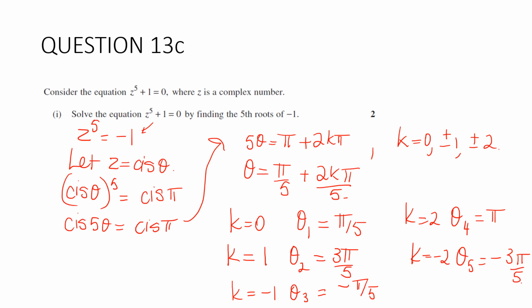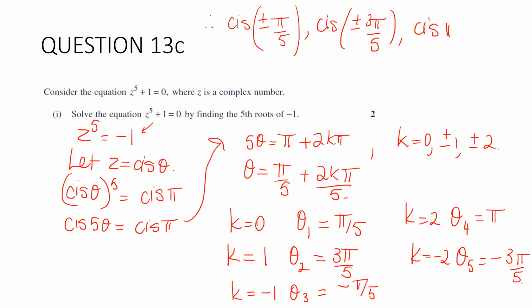Okay, so just up here, our solutions are going to be cis, and I'm going to put plus or minus in, make it a little bit easier, plus or minus, I probably still could put the bracket in, couldn't I, pi on 5, cis plus or minus 3 pi on 5, and cis pi.